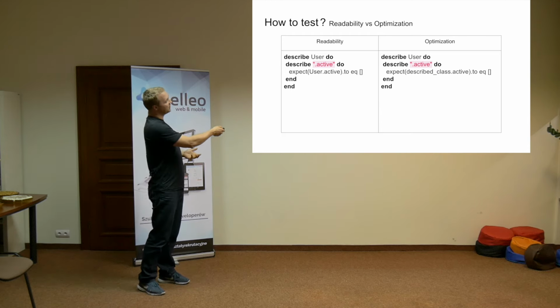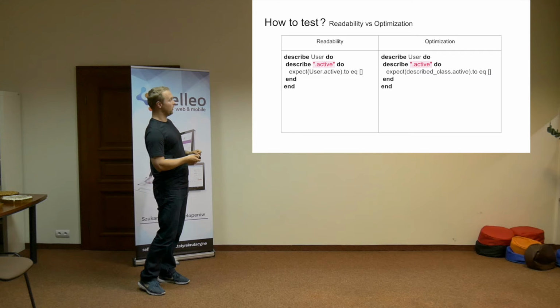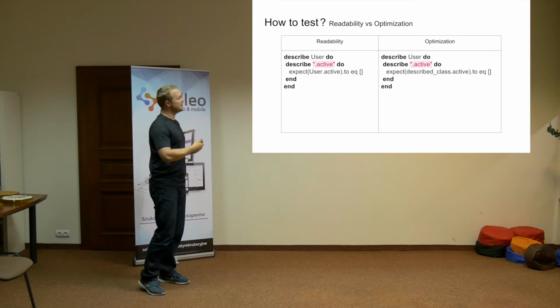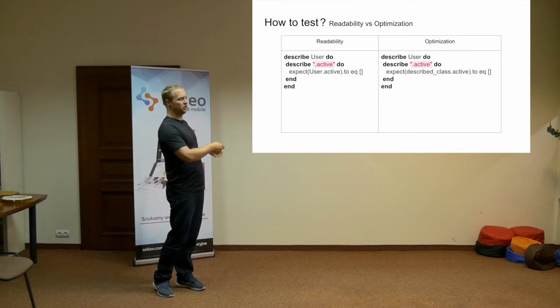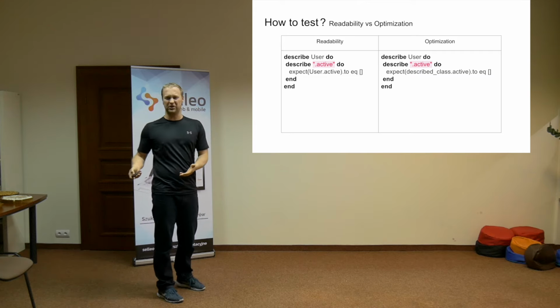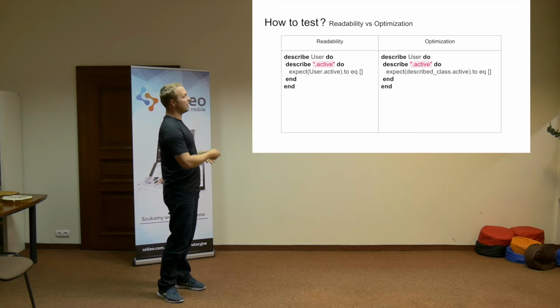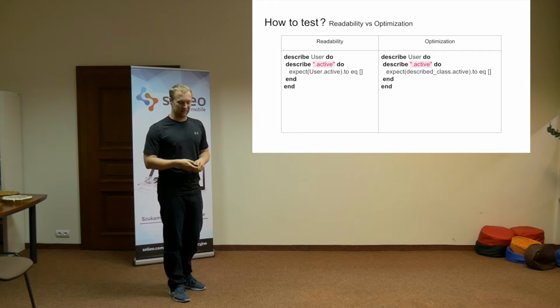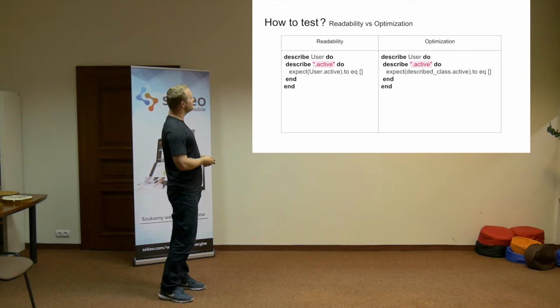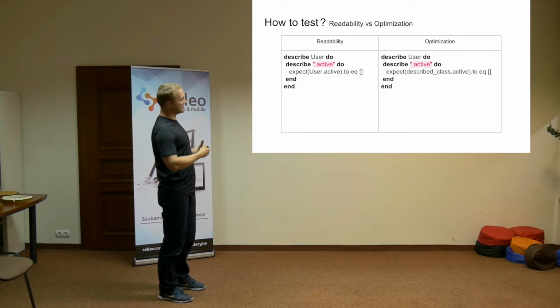Another thing is, for example, this described class code here. Well, in the optimized way, we do not want to repeat things, right? We are testing this user class, so why repeat this user every time? So we just go for described class and refer to the class being described by that name. But in our readable way, we repeat this class name here.